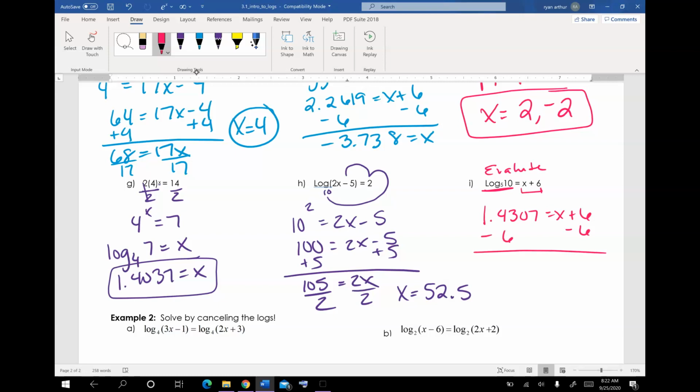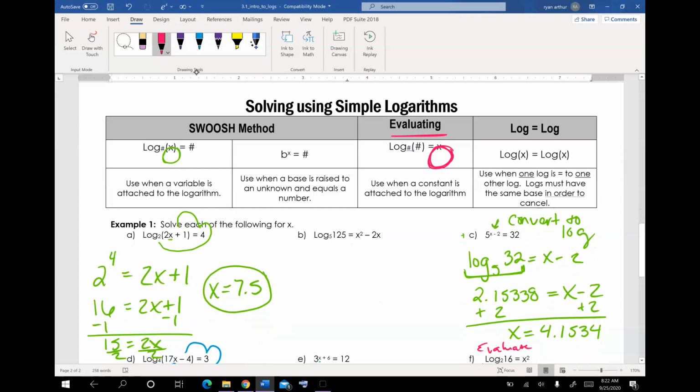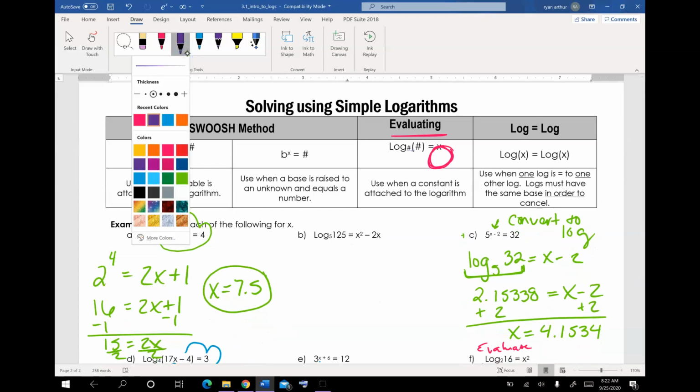So we're going to subtract that 6. We get negative 4.569 is equal to x. Okay? All right, so that's the examples for evaluating. One last one for this video, okay? This one's everybody's favorite because stuff cancels out, okay?